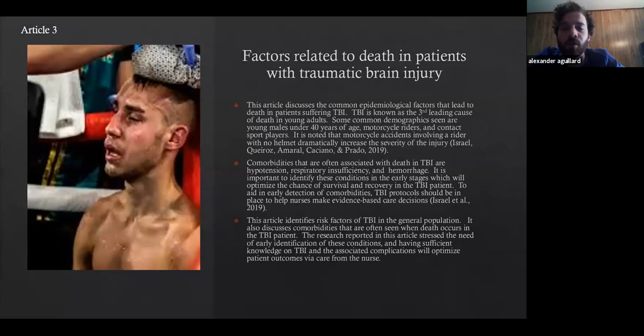So this is just a boxer. I took a picture. I like sports. It's important to note that you can have traumatic brain injury from contact sports.